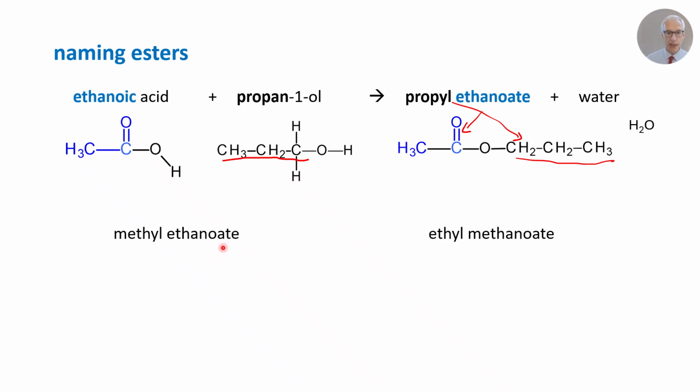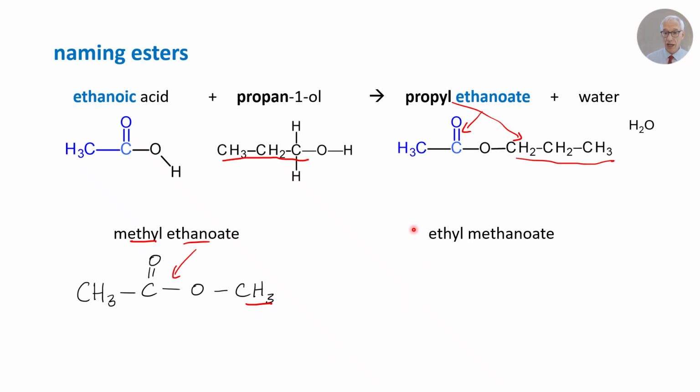Methyl ethanoate. What would that structure look like? Well, the methyl would come here, single bond oxygen, and the ethanoate would be the section that contains the carbon, CH3, carbon double bond oxygen, carbon single bond oxygen. So there's the ethanoate. It's got 2 carbons, so ethanoate. The alkyl group has 1 carbon, so it is methyl.